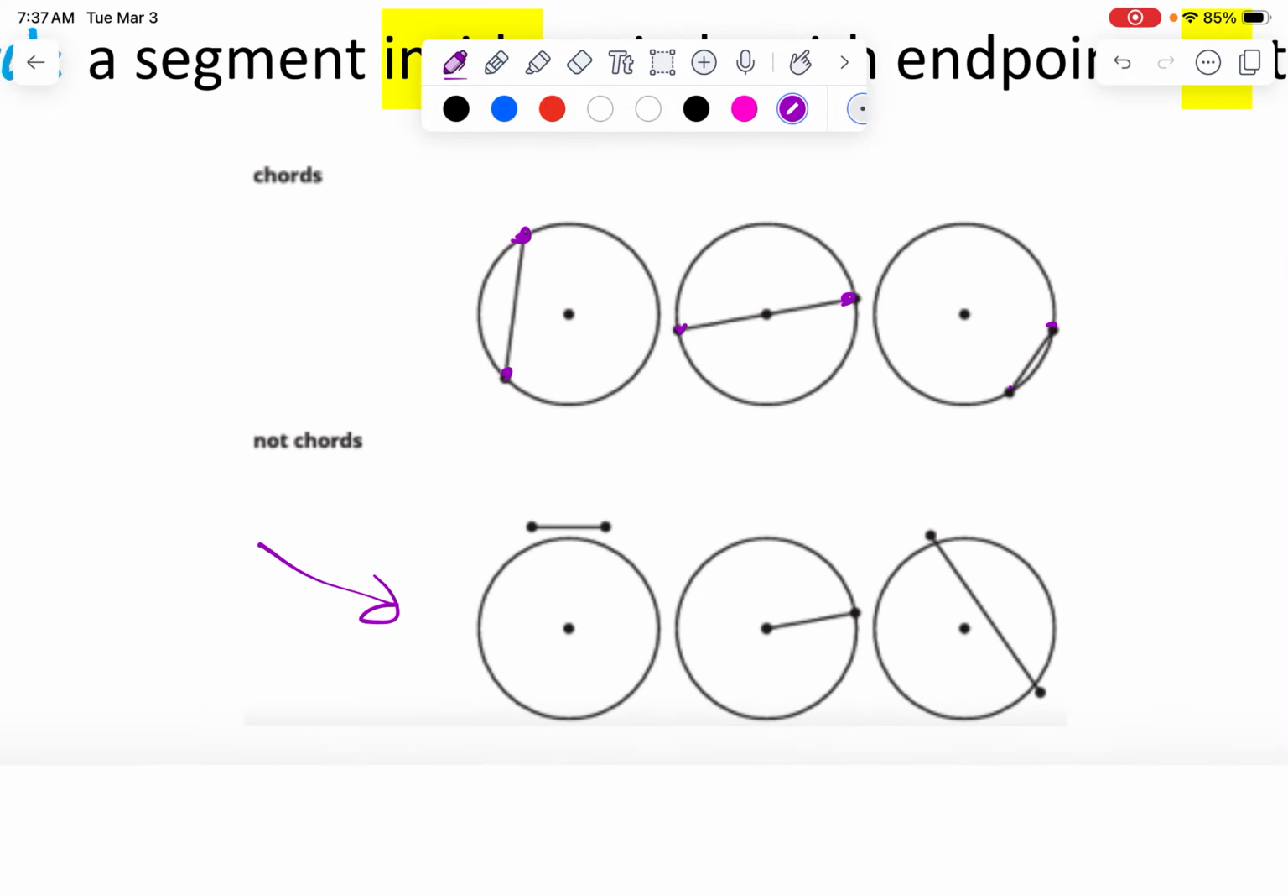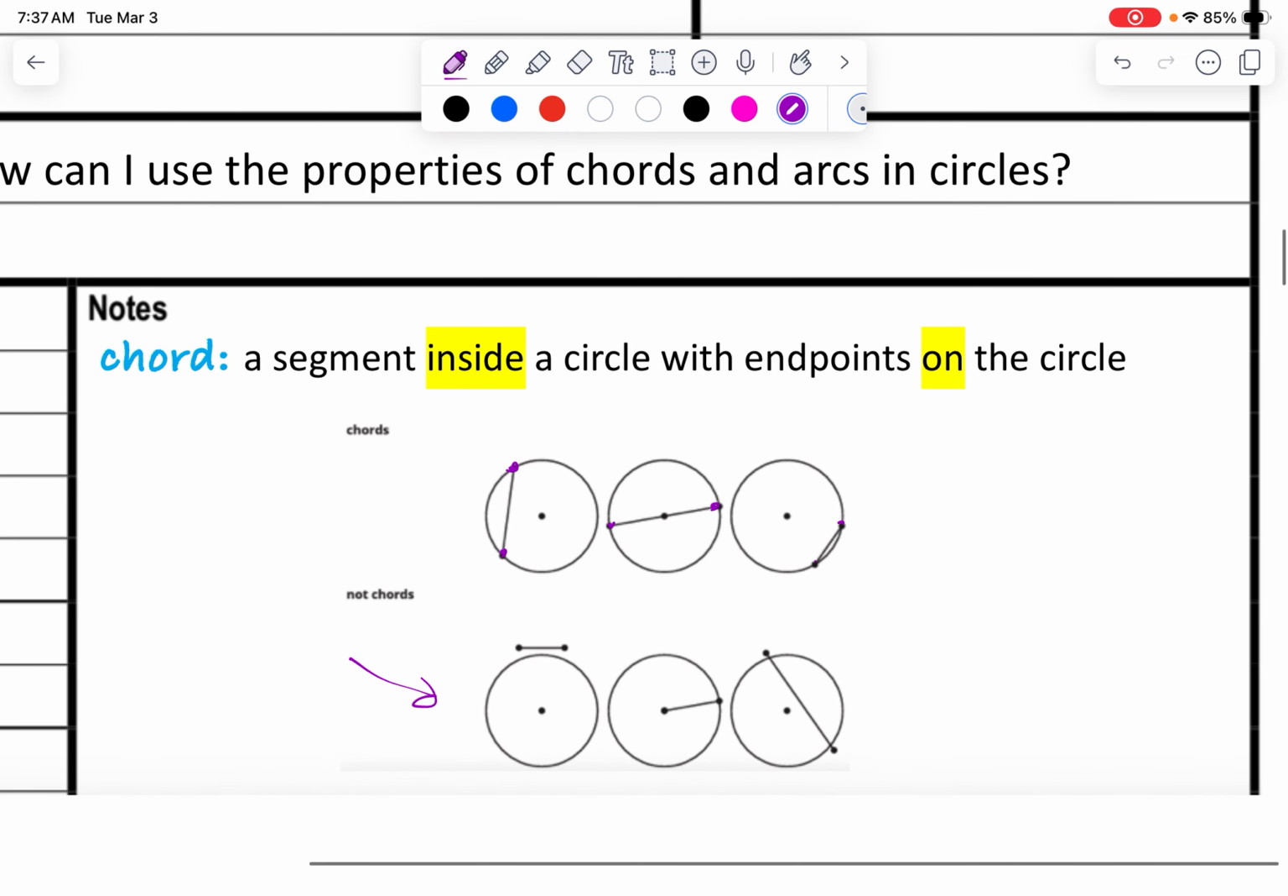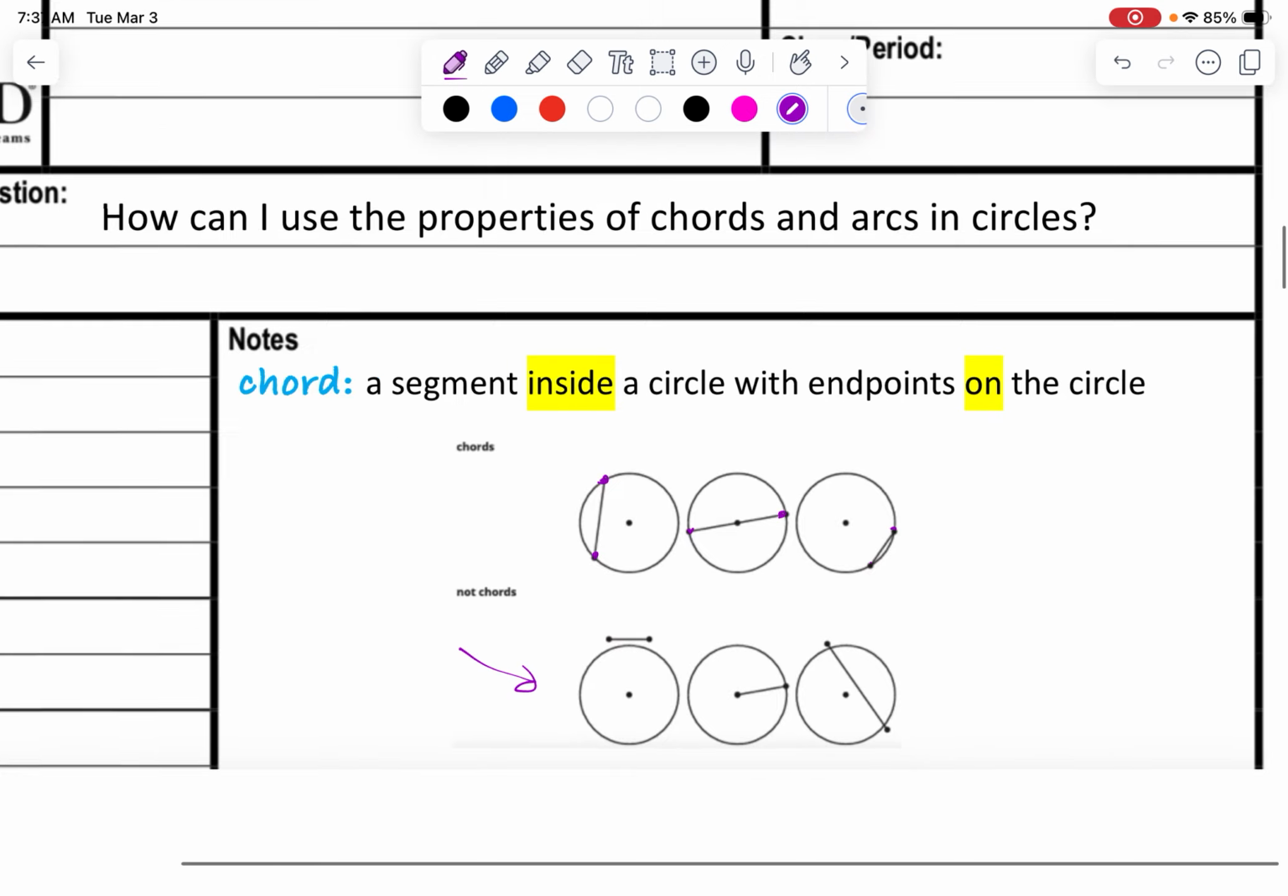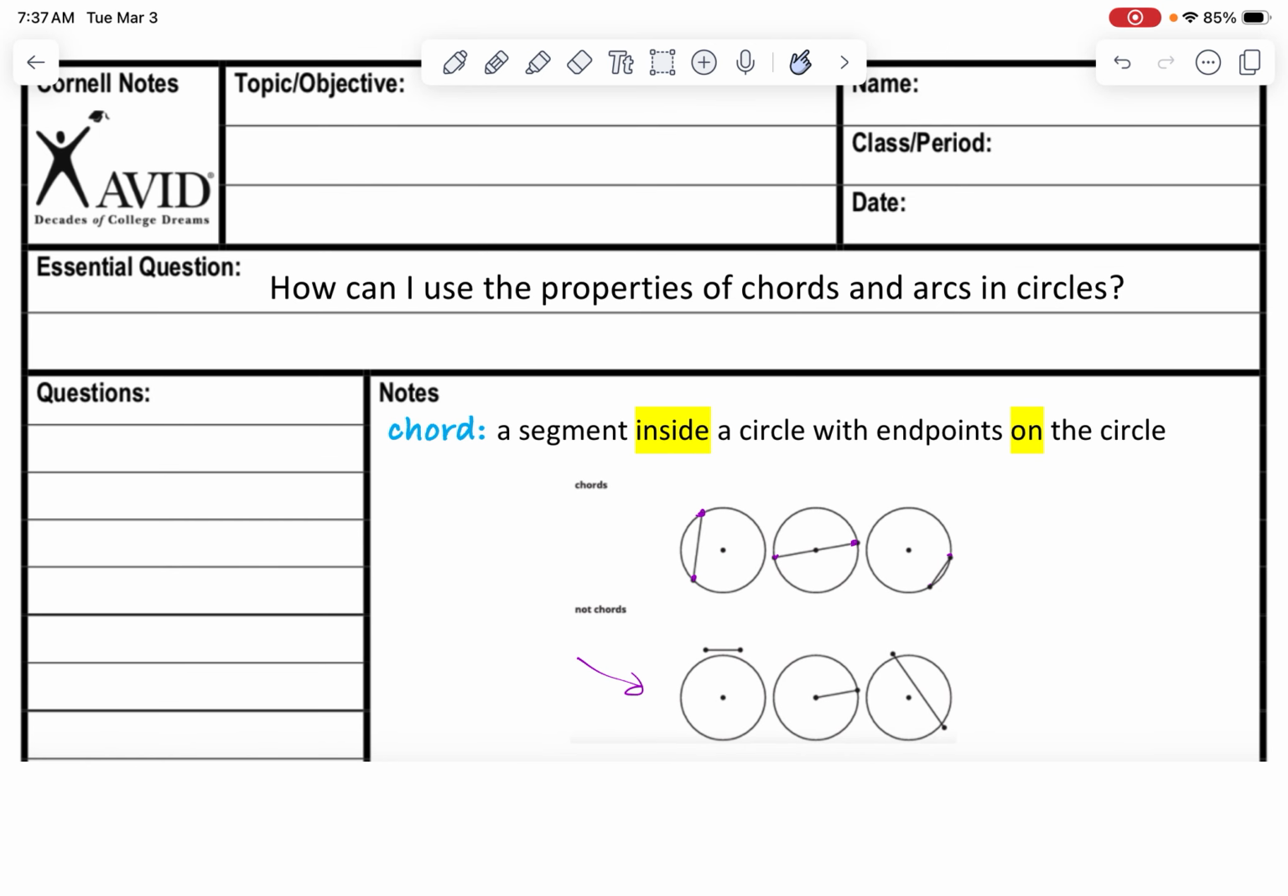And so these are examples of things that are not chords. Like a radius is not a chord. One of its endpoints is in the center, not on the circle. So that's the difference. So definition of a chord: a segment inside a circle with endpoints on the circle. Okay.